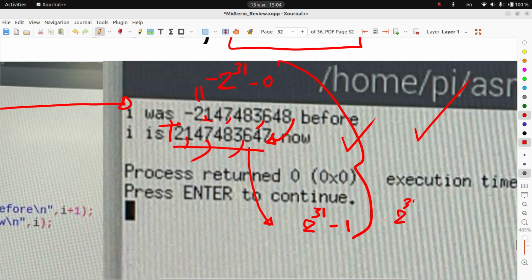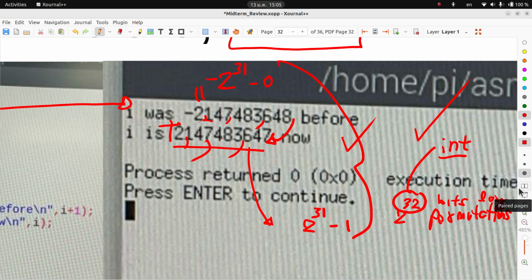This one all together, you have 2 to the 32 permutations. Remember, permutations, because an int is 32 bits long. An integer is 32 bits long. Okay? That's why you get 2000 billion for the positive side, another 2000 billion for the negative side.